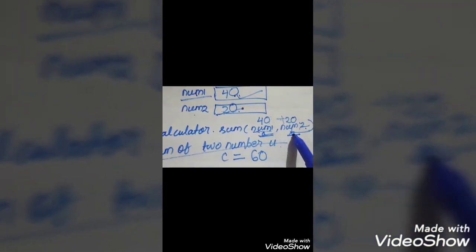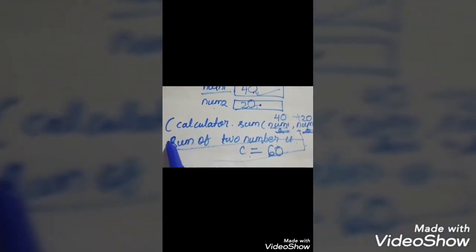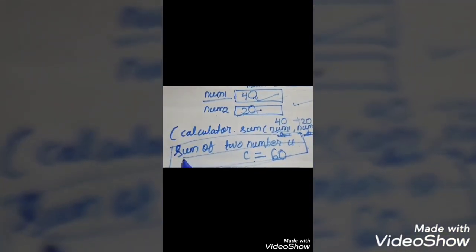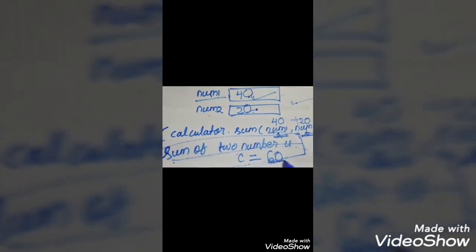So the num1 and num2 values input by the user, 40 and 20, are carried by num1 and num2 and substituted by a and b, then added as a plus b, and the result is stored in c. So the result, the sum of the two numbers, c, will be 60. This is the output you will get on the screen. This is the input screen you will get. After input, you directly get the result: the sum of two numbers c is equal to 60.